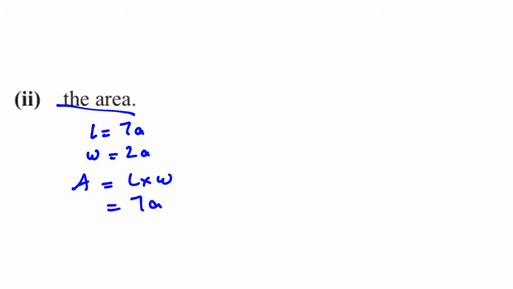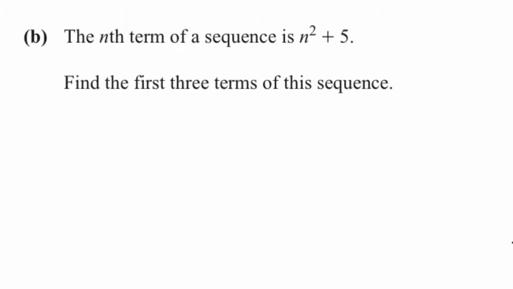So 7a times 2a. 7 times 2, 14. Whenever you multiply a variable, you add the powers. The power of a here is 1 and of the other a here is 1. So 1 plus 1, 2. Answer is 14a square.